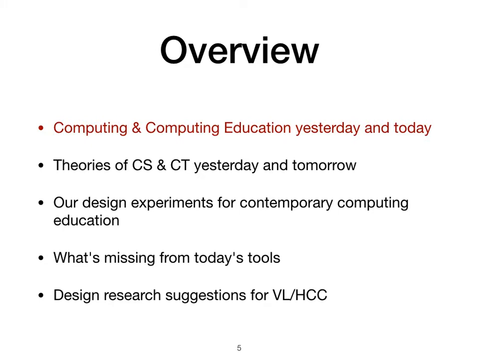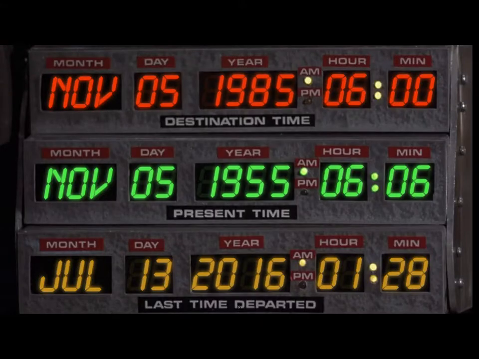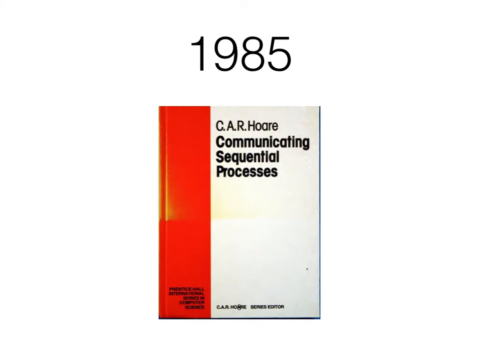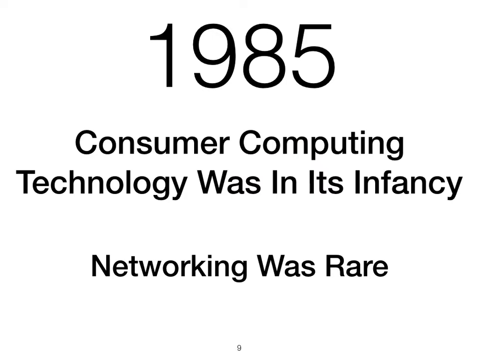So to start, I want to talk about the practice of computer science and computer science education as it was practiced yesterday and as it's practiced today. And to do that, I want to begin by going back in time, specifically to 1985. In 1985, the ways that we used computers in our daily lives were really different. Most people didn't use graphical user interfaces yet. The Nintendo came out in the US that year, and the internet was just getting off the ground. Very few people used network computers. This was also the time when key theory about concurrent and distributed systems was being developed. In short, consumer computing technology was in its infancy, and networking was quite rare.